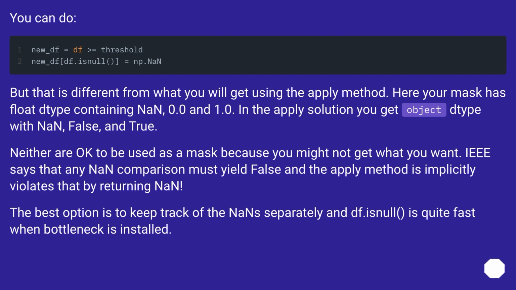IEEE says that any NaN comparison must yield False, and the apply method implicitly violates that by returning NaN. The best option is to keep track of the NaNs separately, and df.isnull is quite fast when bottleneck is installed.